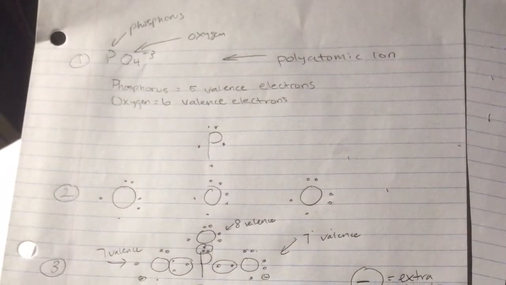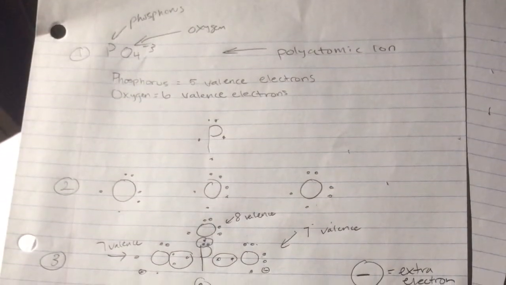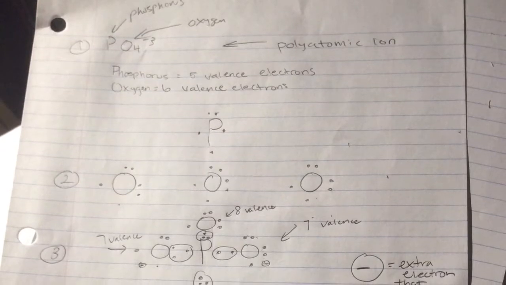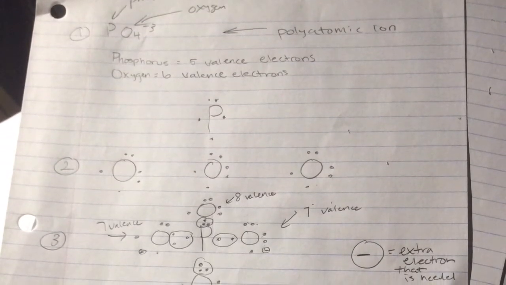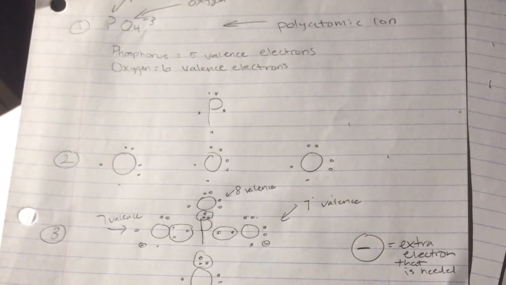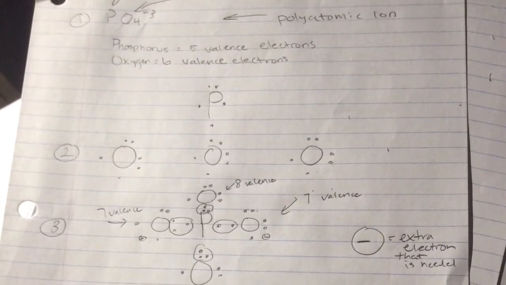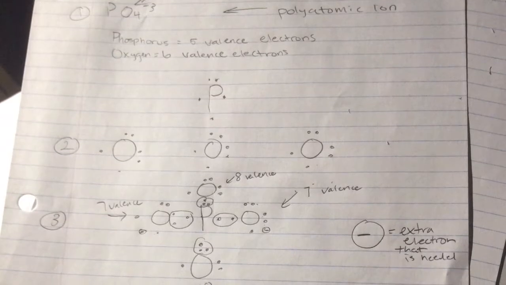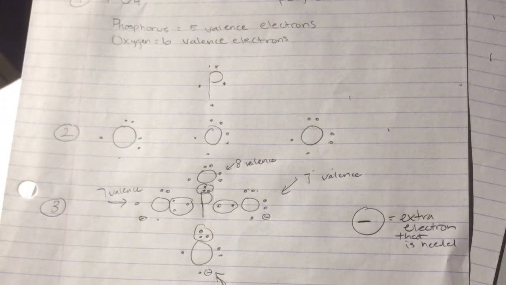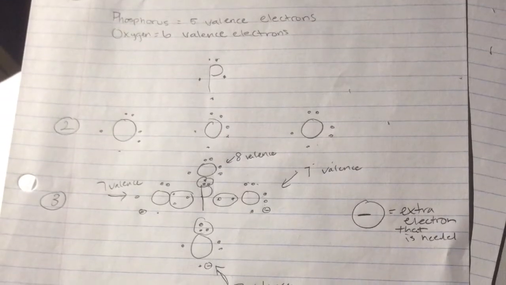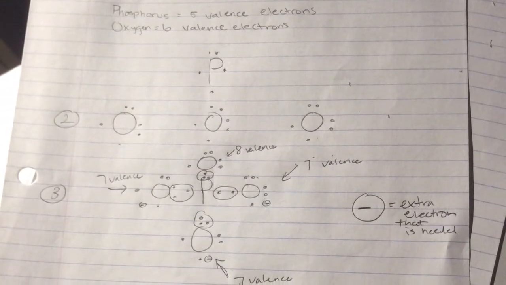Okay, but there's also such bonds as these, and these are known as polyatomic ion bonds. And they have either too many electrons or too few electrons to share. So we have an example of phosphorus with 5 valence electrons and oxygen with 6 valence electrons. Step 2, you want to take those atoms and put them together.